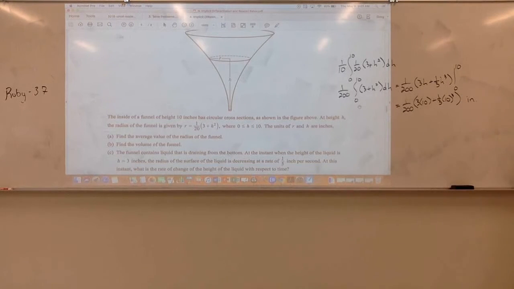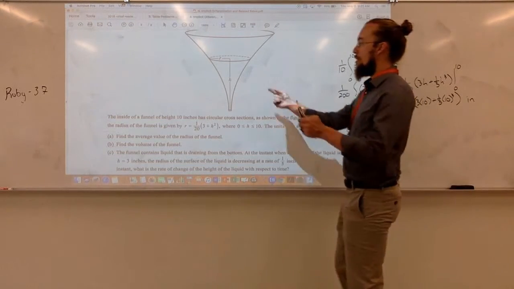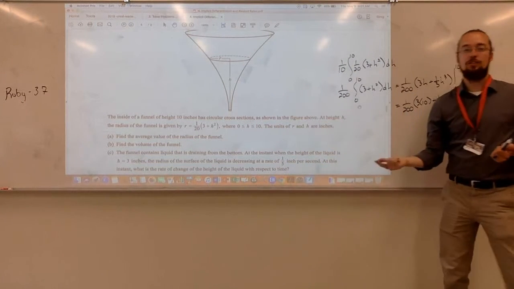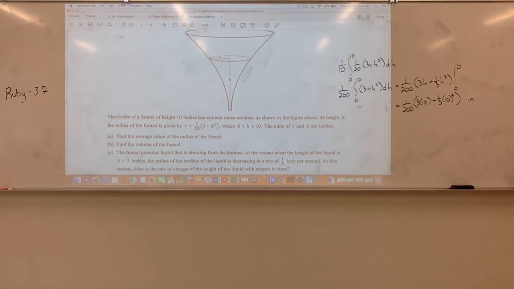All right, part B. Find the volume of the funnel. If I'm given a function that models the radius of a cross-section, how do I find the volume?